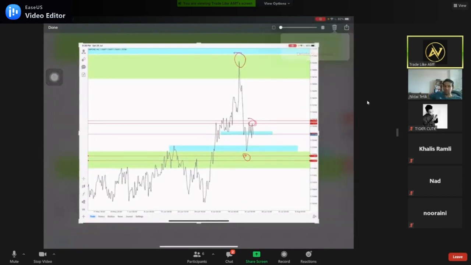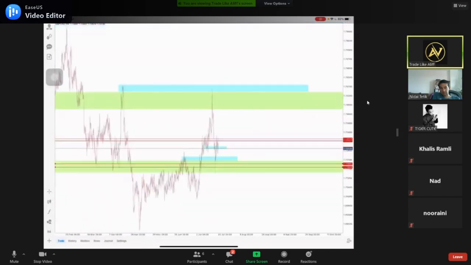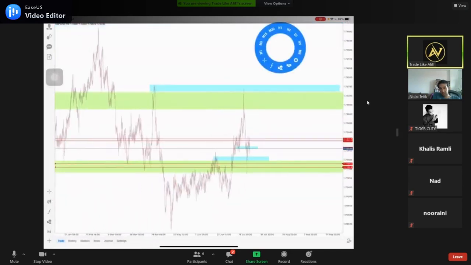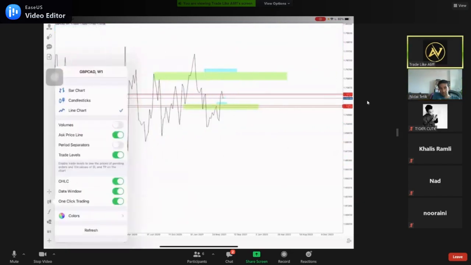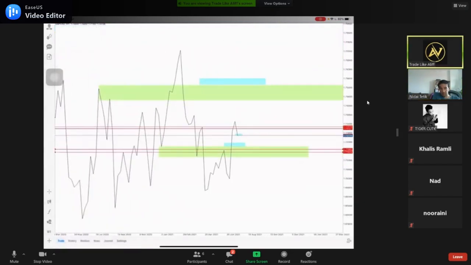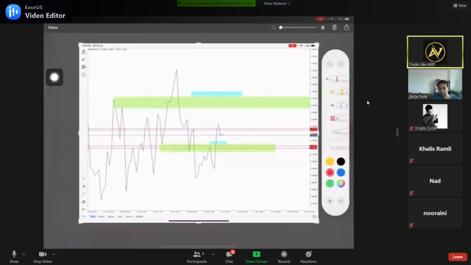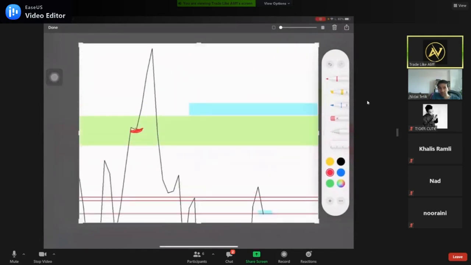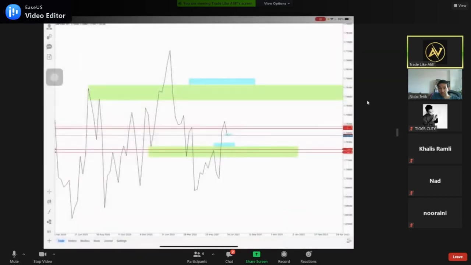How about here? We see why the price quickly rejects the area. You can see here, I think this is a weekly breakout. Okay. Weekly breakout. You go up here to find the big movement.